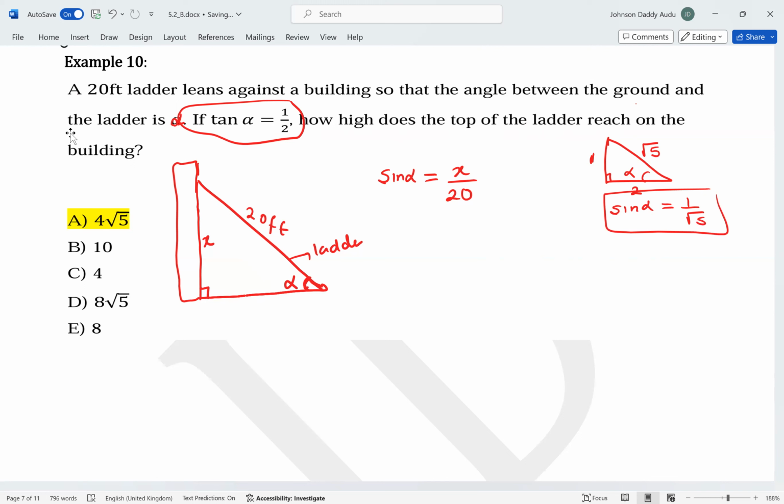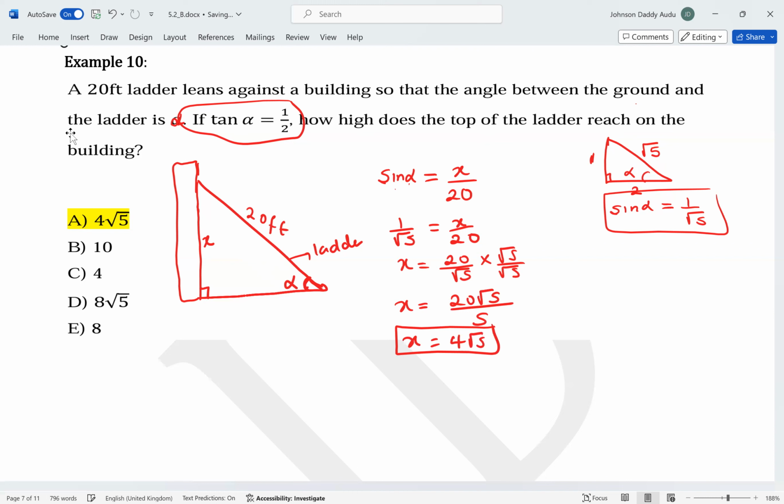Now, what you can do is just come back here. If you come back here, what is sine alpha? Sine alpha, just use 1 over root of 5 equals x over 20. So it means that x is going to be 20 divided by root of 5, which we can rationalize with root of 5 over root of 5. So x is 20 root 5 over 5. And this is 4 root of 5.